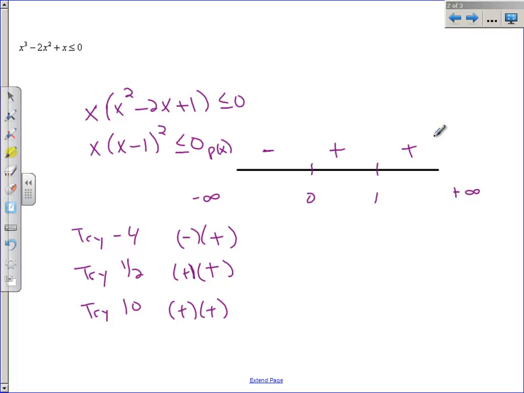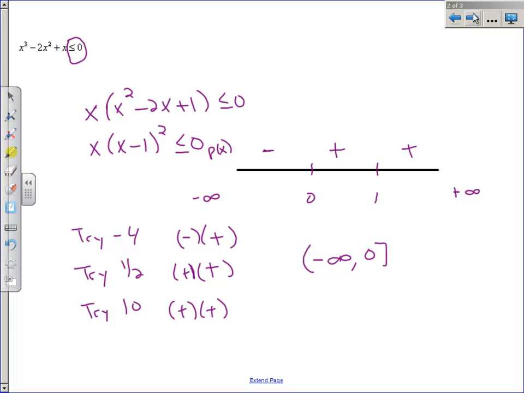So where is this polynomial less than or equal to 0? Anywhere its y values are negative, and that's on the interval from negative infinity to 0. So my solution to this is negative infinity to 0. We never put brackets on infinity because we can't actually get there. But I will put brackets on the 0 because of the or equal to thing.